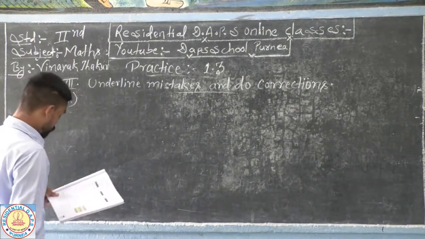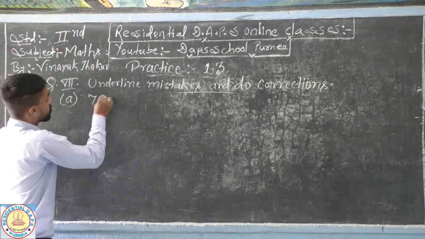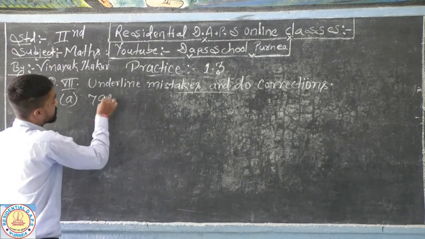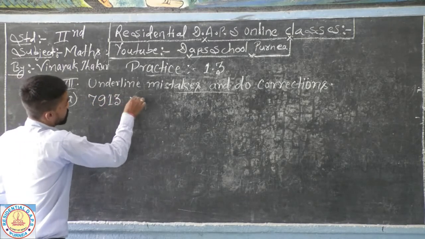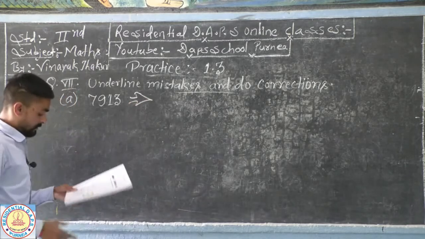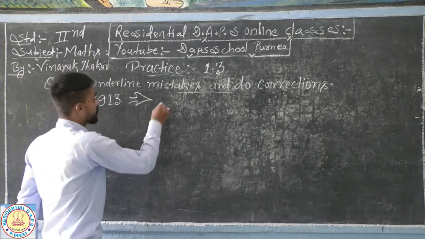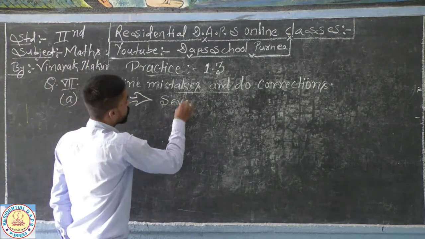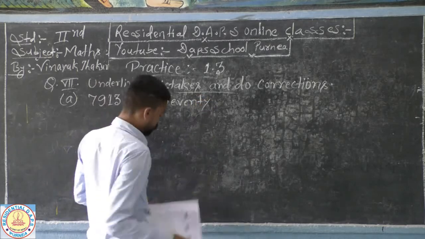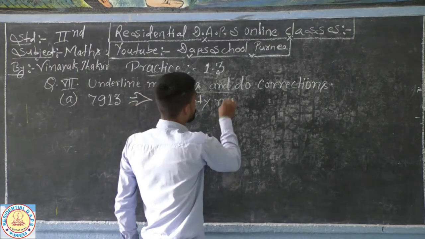So here is the first question. In numerals it is 7,913, and in words it is written as seventy-nine thousand.